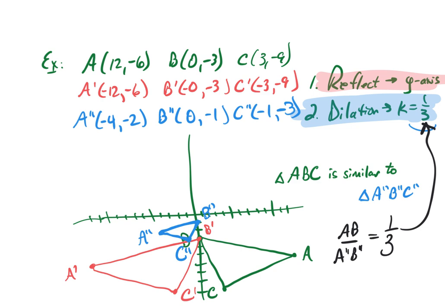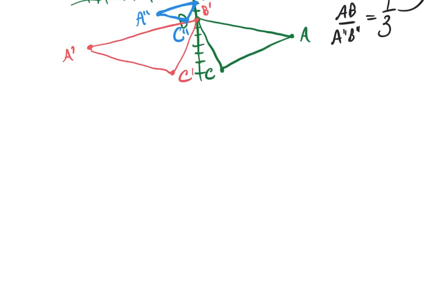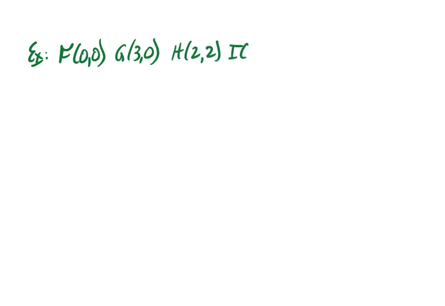Okay? All right. And we're going to run through one more example. Feel free to pause the video at any point if you need to get some extra things written down. But my second and last example is going to be for a quadrilateral located at F (0, 0), G (3, 0), H (2, 2), and I (-1, -2).